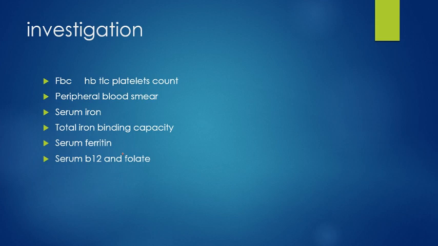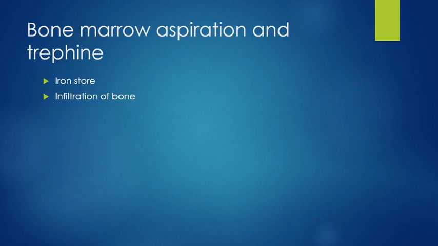We also do the serum iron, the total iron binding capacity, and the serum ferritin. The serum ferritin is the stored form of iron, while the serum iron is the iron that is present in the blood. If the serum iron is decreased, the total iron binding capacity will increase. We also do serum B12 and folate for megaloblastic anemia. Further, we can also do bone marrow aspiration and trephine biopsy to look for the iron stores and to look whether infiltration of the bone has occurred or not.